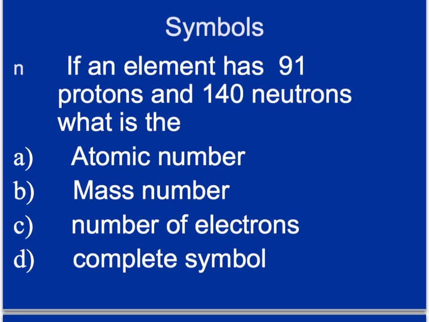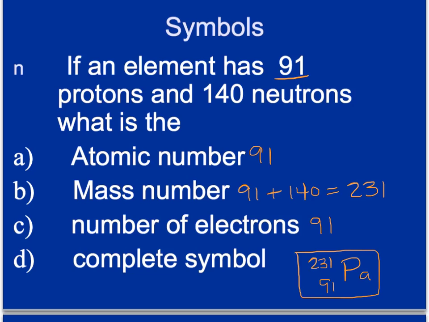Here's another problem. This one is a little bit trickier. Notice that they're giving you 91 protons and 140 neutrons. So go ahead and calculate the atomic number, mass number, number of electrons, and give me the complete symbol, please. Go ahead and pause the video, and I'll come right back with the answer.